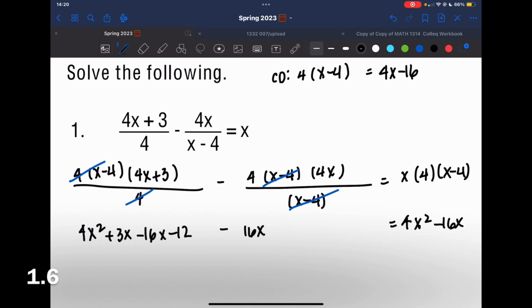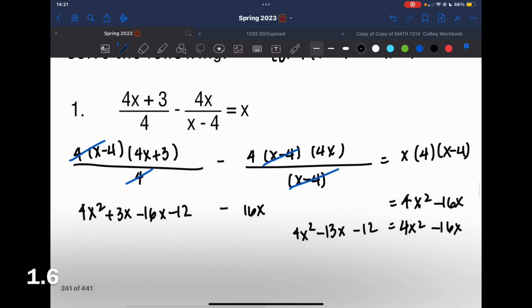Okay, so we found their common denominator. We eliminated what they had. You have to distribute the common denominator to each term, and each term is its own math problem. So now we're just going to collect like terms and go from there. So I'm going to have 4x squared minus 13x minus 12, excuse me, equals 4x squared minus 16x.